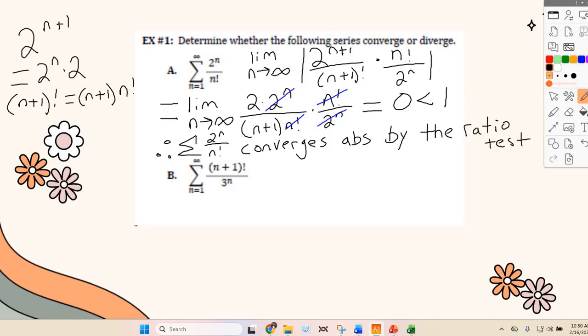Alright. What are we gonna do on the next one? Again, we have a factorial. Are most of our other tests gonna work if I have a factorial? Not really. Okay. So we're gonna go to our ratio test. But this time when I plug in an n plus 1, what are we gonna have there? n plus 2.